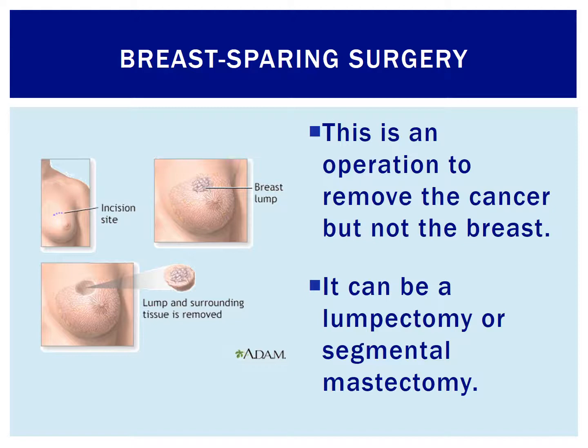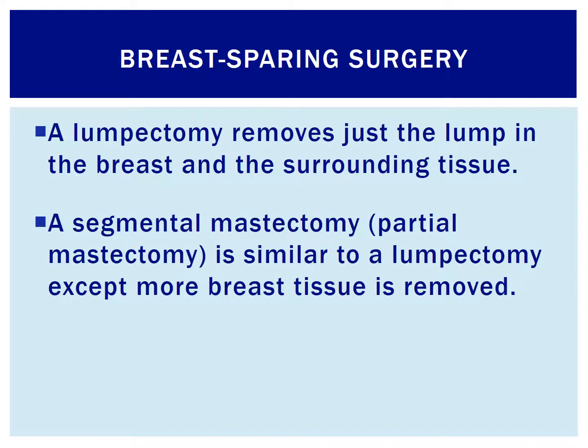A breast-sparing surgery removes the cancer but not the breast. It can be a lumpectomy or a segmental mastectomy. The image shows a lumpectomy and how the lump and surrounding tissue are removed. As seen in the previous photo, a lumpectomy removes just the lump in the breast and the surrounding tissue. A segmental mastectomy or partial mastectomy is similar to a lumpectomy, except more breast tissue is removed.